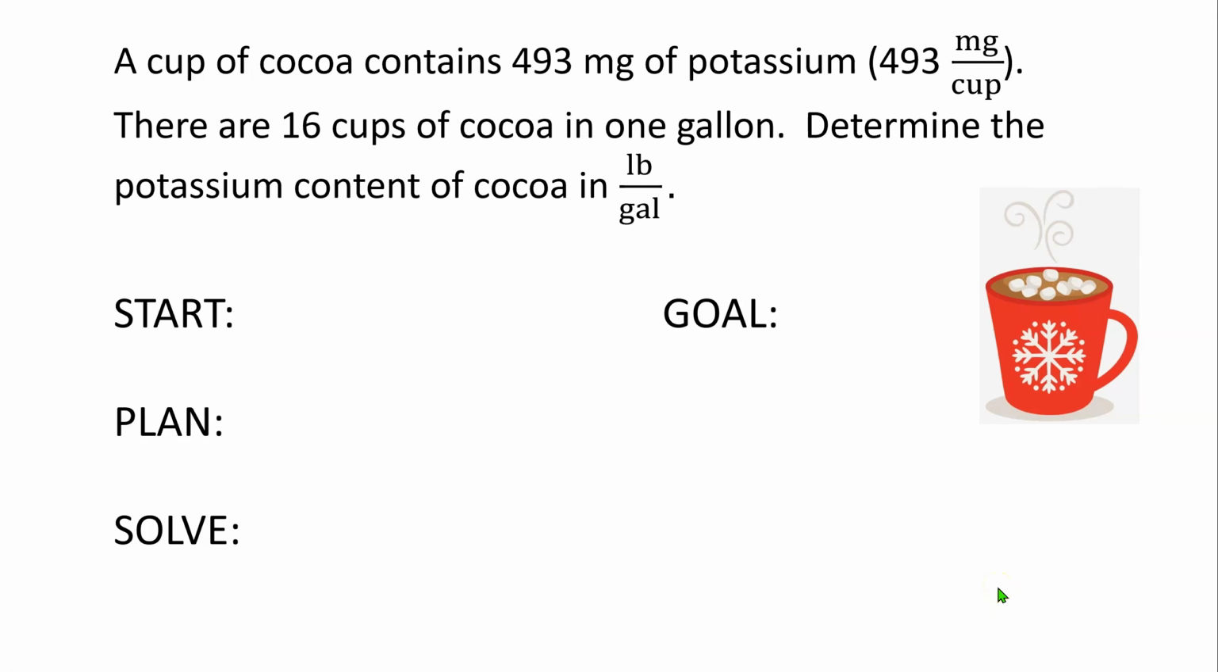All right, so our first problem involves a cup of cocoa again. It contains, as before, 493 milligrams of potassium, so 493 milligrams per cup of cocoa. And there are 16 cups of cocoa in 1 gallon. Your job is to determine the potassium content of cocoa in pounds of potassium per gallon of cocoa. There's a lot more information in this problem, a lot more numbers running around, so it may be a little more challenging to find where we're starting and where we're going here.